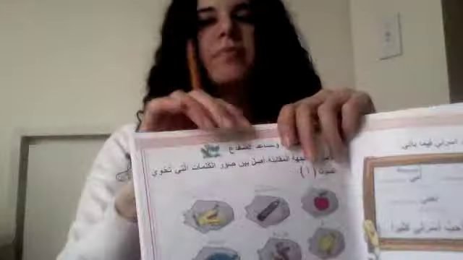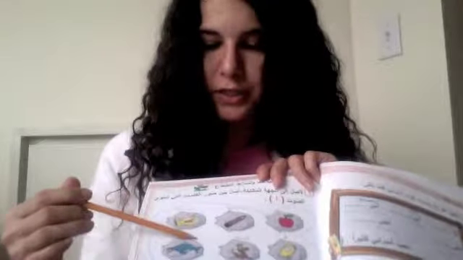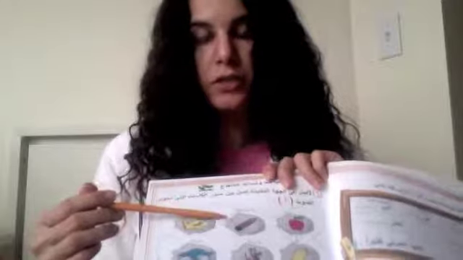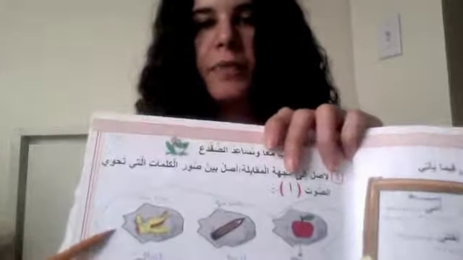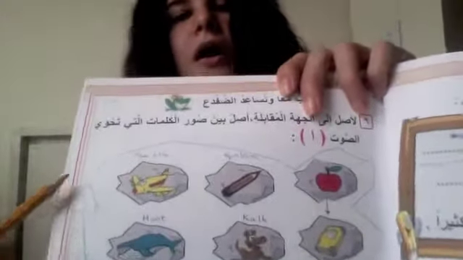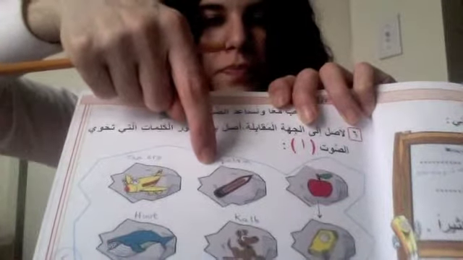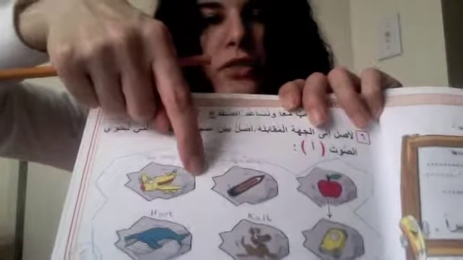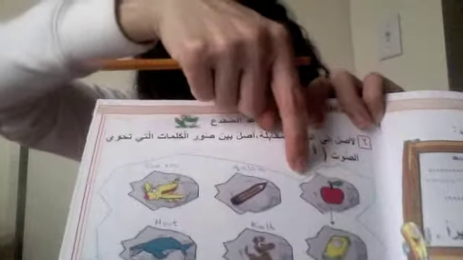Page 7. Okay. This part here, all I'm going to do is just tell you what each picture is in Arabic. So first one, the airplane, is tayyara. You've got a pencil, actually, it's rasas for a pencil. And the apple, tuffah.